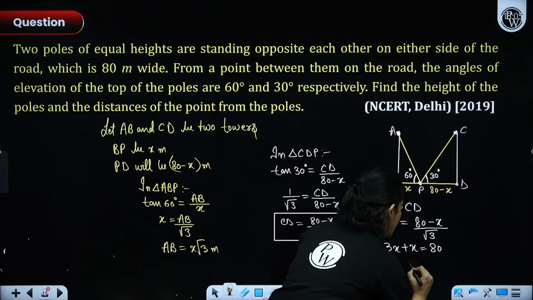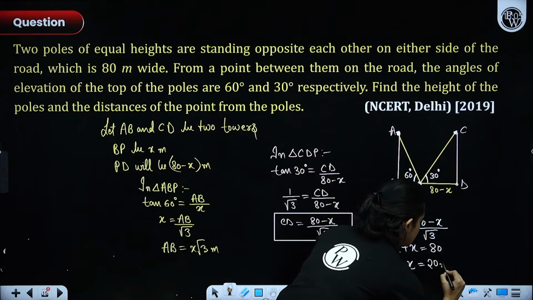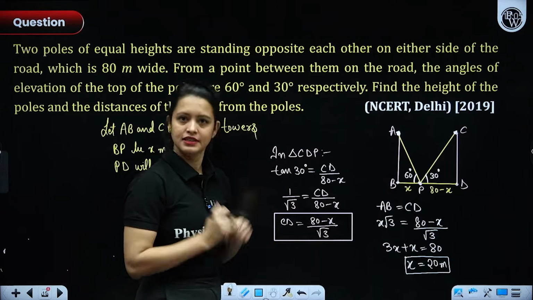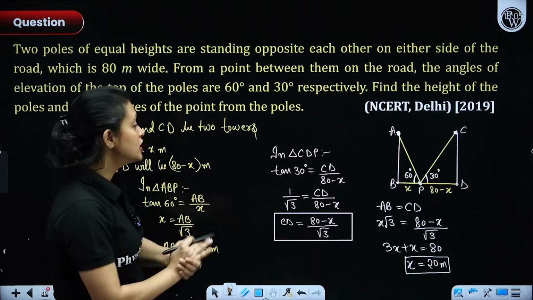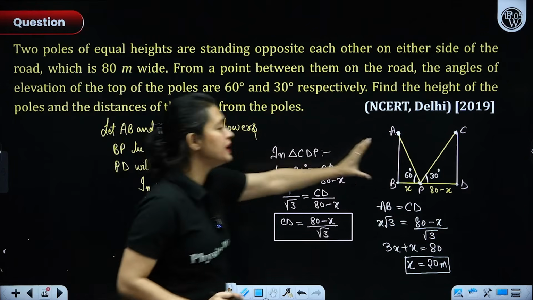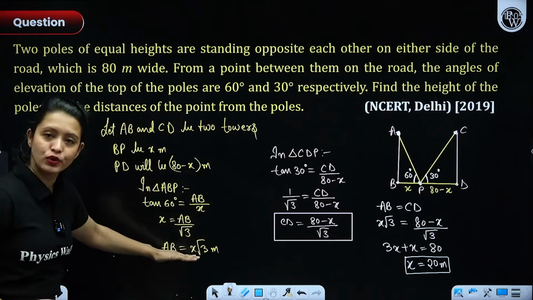And from here you get x equals 20 meters. The value of x comes out to be 20 meters. Okay? Now, what all things can you figure out? First of all, let's figure out the height of both the towers. So AB and CD, both of them are equal, so I can easily take this 20 meters and put it here.